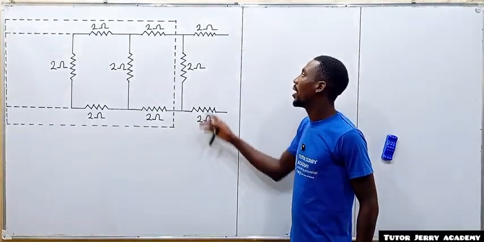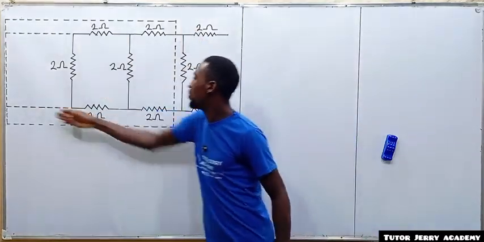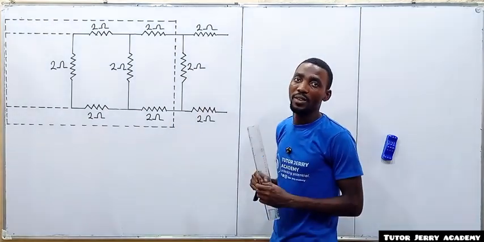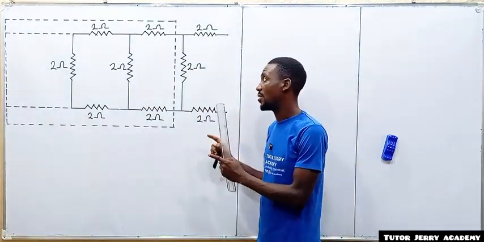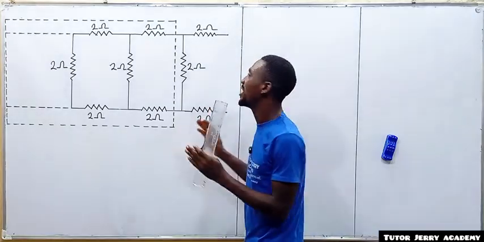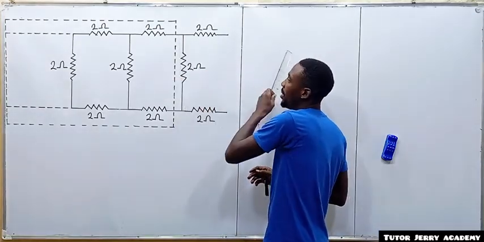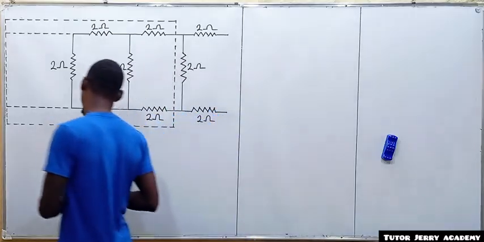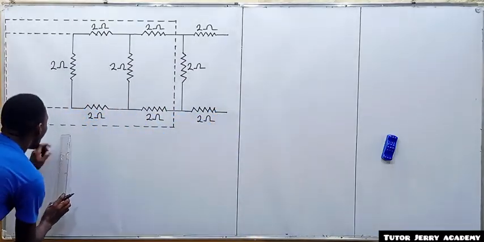Right, so we'll be replacing this infinite part with another unknown resistance, and then we are going to be connecting it in parallel with what we have here. So it's going to look like this.